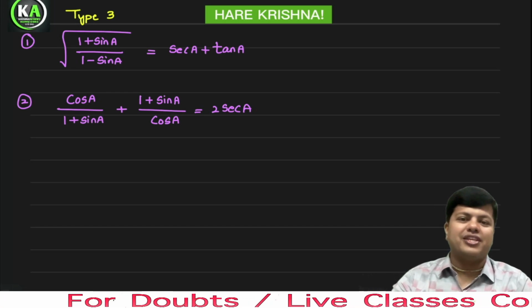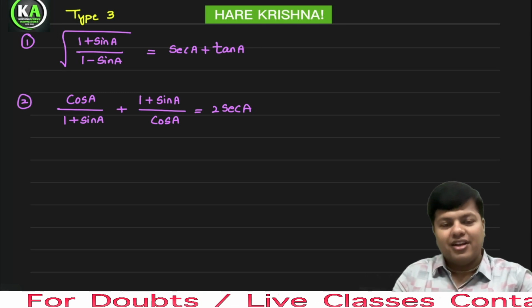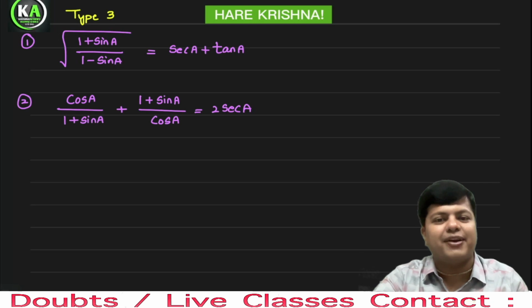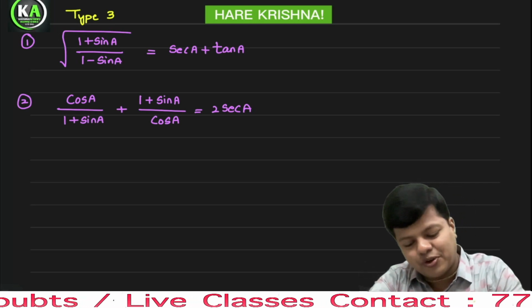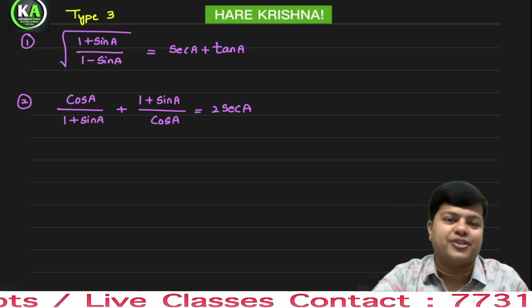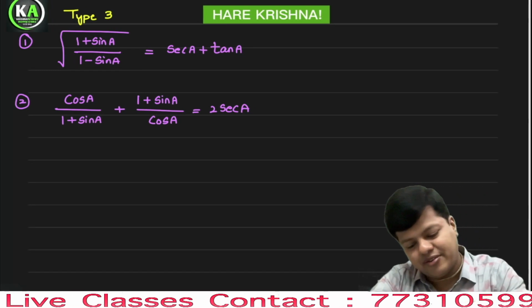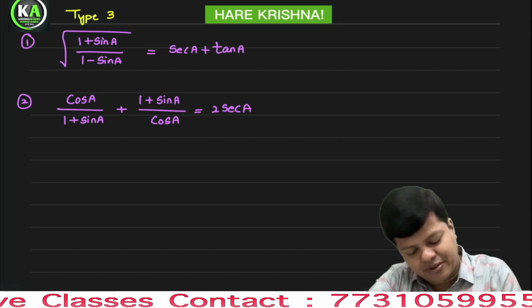Okay, we shall see now these two questions, and the third question I'll write for you later. First we shall see this first and second. These are textbook questions of type 3. Okay, first solution.